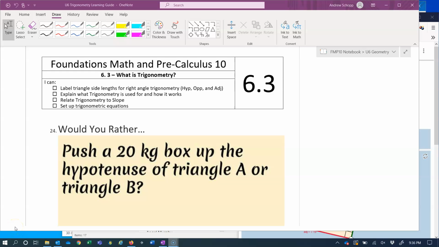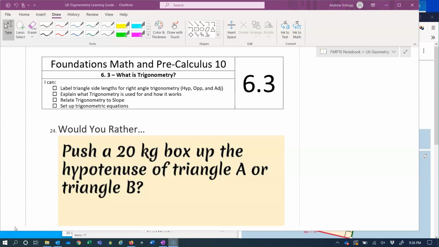Okay, here we go. We're going to dive into section 6.3, What is Trigonometry? This is for Foundations Math and Pre-Calc 10. I hope that by the end of the lesson you're able to label triangle side lengths for right-angled trigonometry with a hypotenuse, opposite, and adjacent.